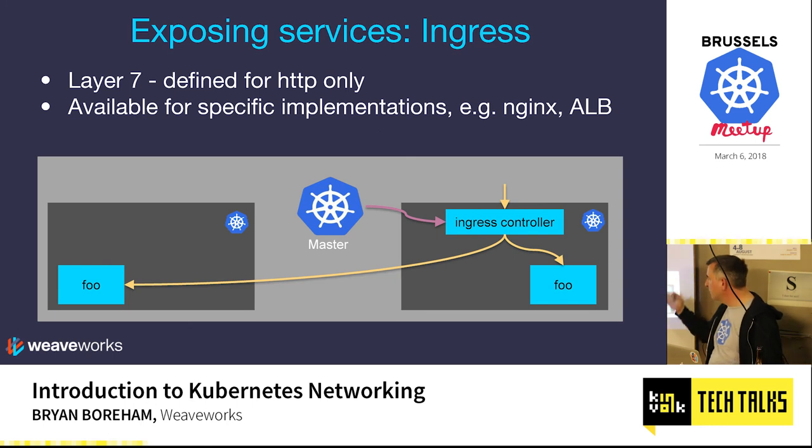There's an Amazon one called an ALB, or you can run an Nginx. In this case, it's going to run inside your cluster if you're running something like Nginx. And in that case, you would expose it with a host port. This is where it's absolutely necessary, because we know where the ingress controller is running.